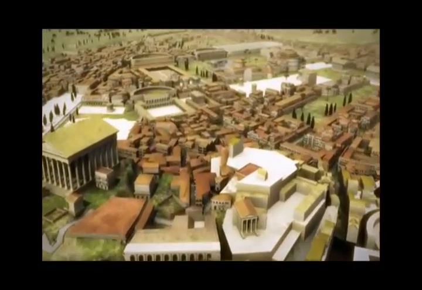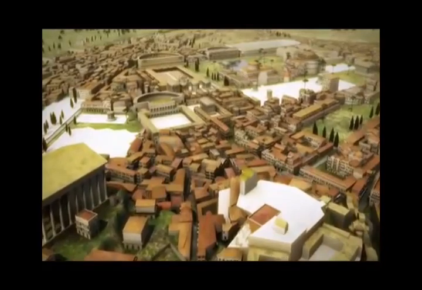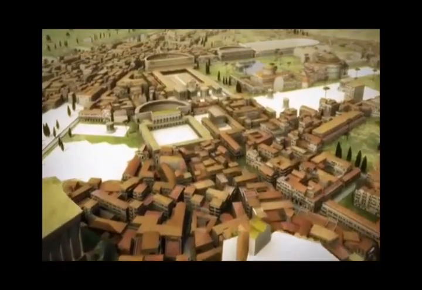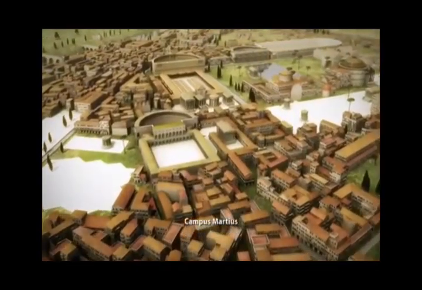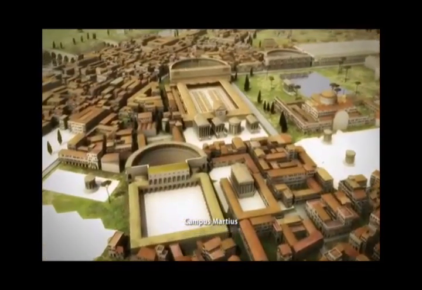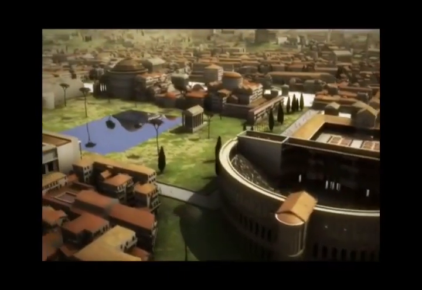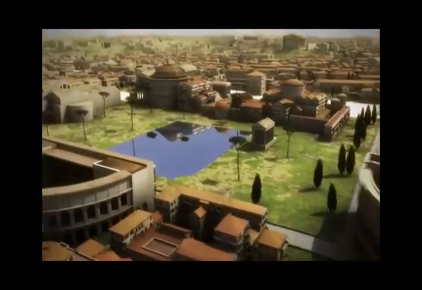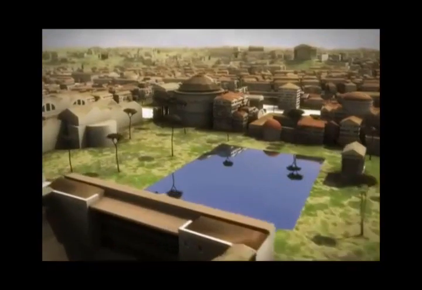And we're going beyond, back toward the river, where we find a big flat area of Rome called the Campus Martius, the Field of Mars. It was called that because in the Roman Republic, when there was a citizen army, the army would meet here and train.